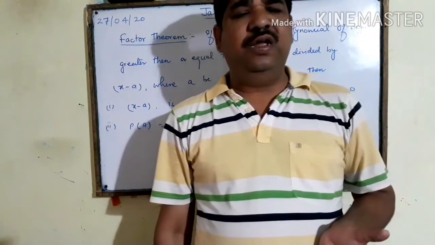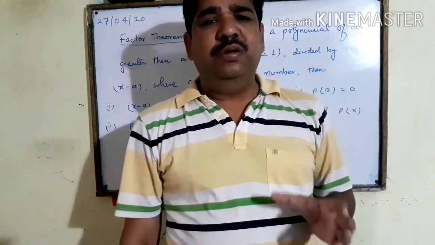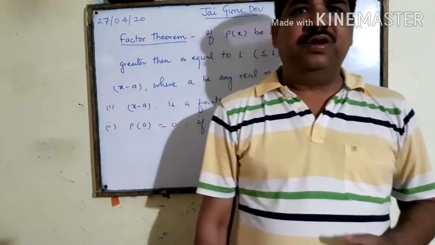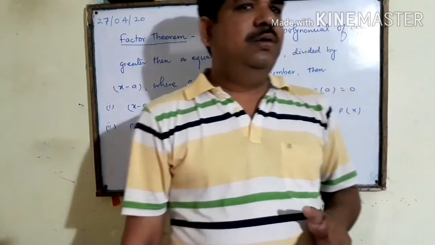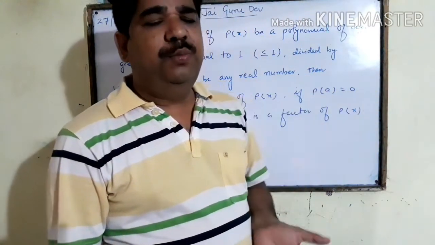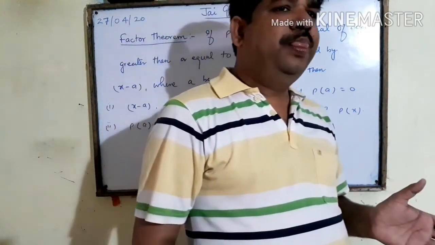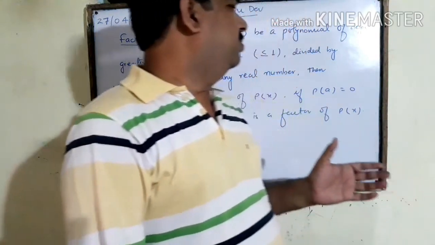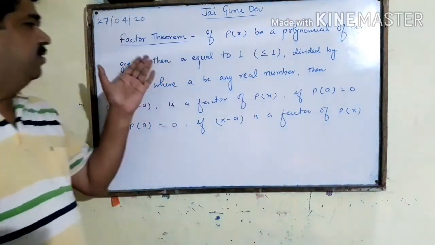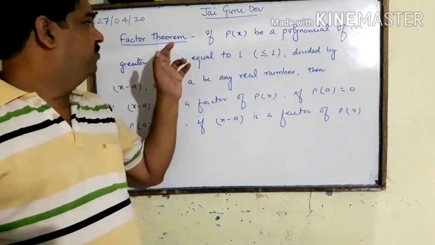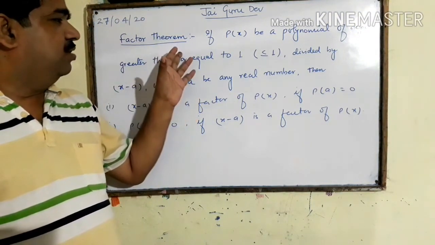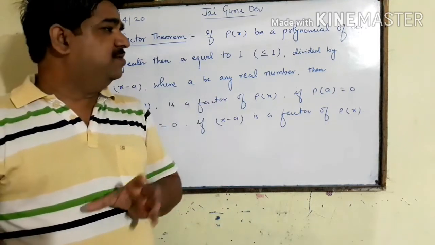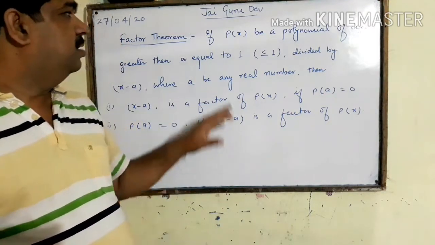Previously we have studied the remainder theorem and its uses, by which we have found the remainder when dividing a binomial by another binomial. After the remainder theorem, we have a new concept, that is the factor theorem. The factor theorem is also regarding binomials.